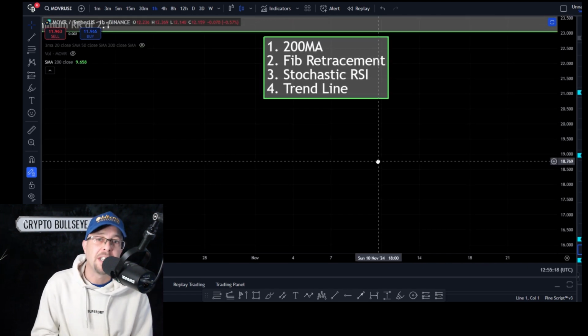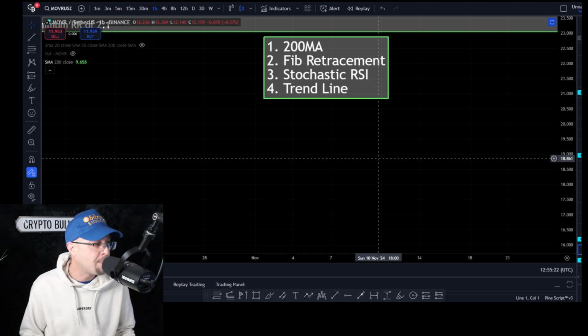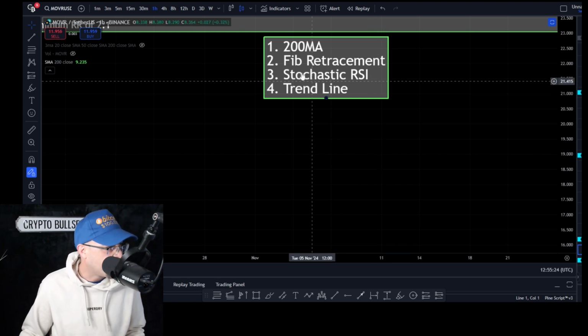The next thing that we're going to do is the Fibonacci retracement. This is what people keep asking me time and time again. So I'm going to simplify this. Back to your indicators.